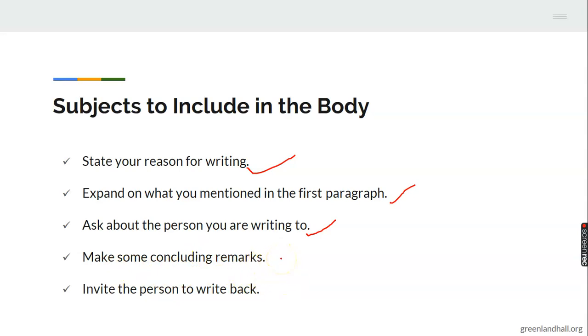Then also maybe at the end of the letter, you conclude on what you have been writing, on what you are expanding, the reason why you're writing. So make concluding remarks on that. On the last one, you invite the person to write back. I hope to hear from you soon. Things like that. It must be there. It's part of what should be included in the body of the letter.